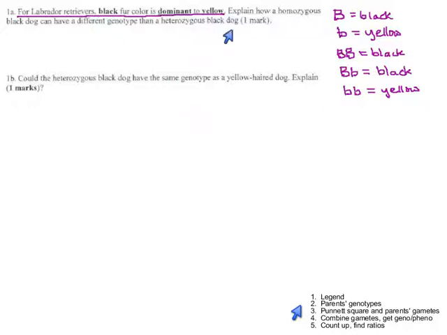Oh, okay, they aren't even getting into Punnett Square yet. You can only do a Punnett Square if they tell you this parent has a kid with this parent, and that's not what's going on here. They're just saying, explain how a homozygous black dog, that would be this one, big B, can have a different genotype than a heterozygous black dog.